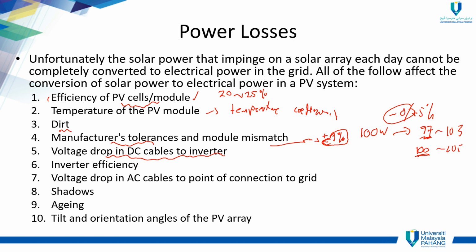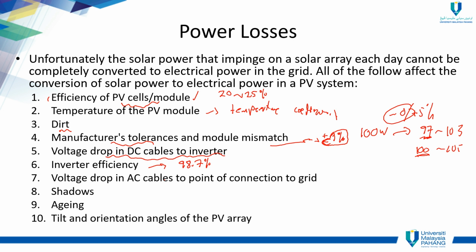And then inverter efficiency. Recent technology can go up to 98.7% efficiency. Very efficient, almost 99%. So technology is getting better and more advanced. That's why the manufacturers can push the efficiency to the maximum.